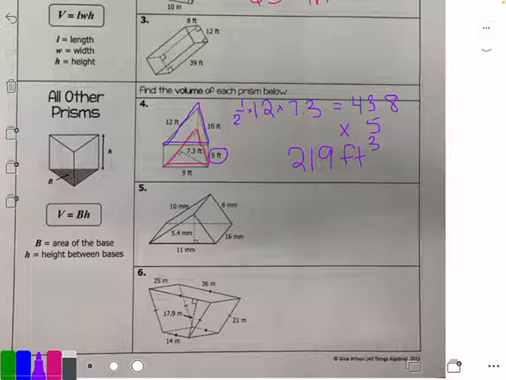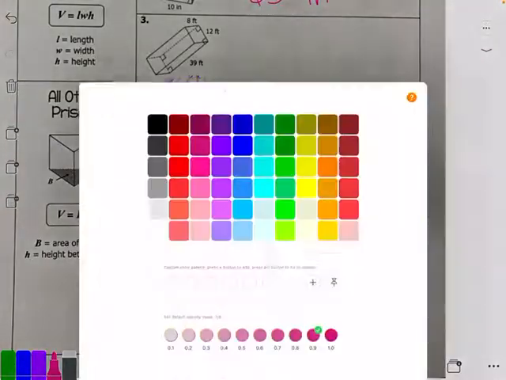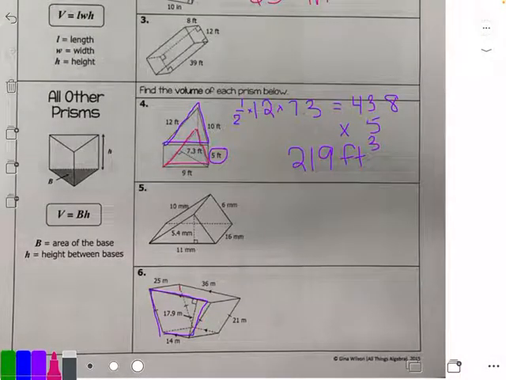I'm going to skip to number 6. In number 6, we have trapezoidal bases. All right, there's the trapezoid there in the front and trapezoid there on the back. So a lot of people are going to want to say that the base is a rectangle or a square, and it's not, because those are not identical shapes that are hovering over each other.